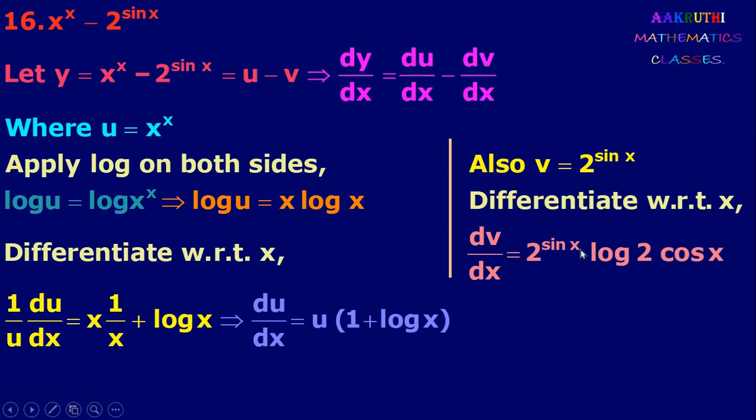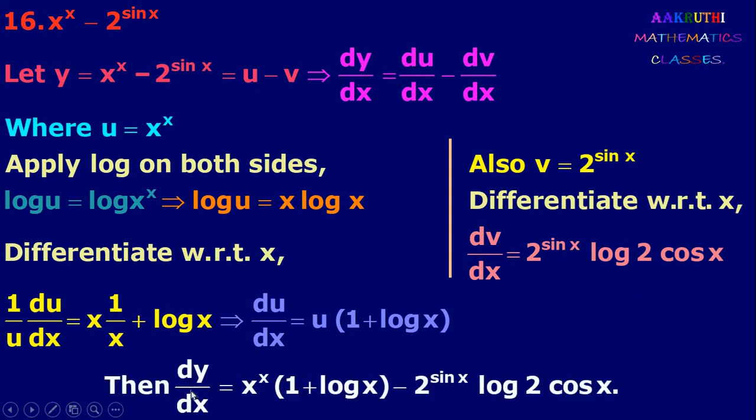But it is not x. You have to use chain rule. In place of x, we have sin x. So sin x differentiation is cos x. So therefore, differentiation of 2 power sin x is 2 to the power sin x into log 2, again, sin x differentiation is cos x. Now substitute all these values in dy by dx. We get dy by dx equal to, substitute for u, it is x power x into 1 plus log x minus dv by dx, which is 2 power sin x into log 2 into cos x. So therefore dy by dx is x power x into 1 plus log x minus 2 to the power sin x into log 2 cos x.